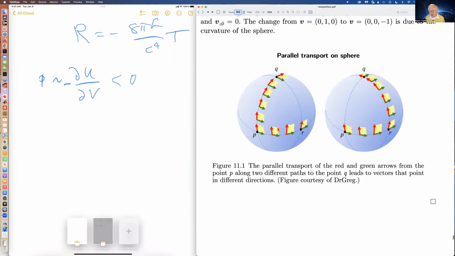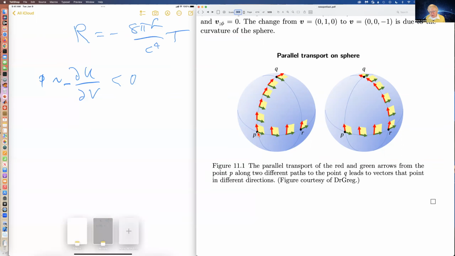Remember that there's the basic idea of parallel transport, where you transport a vector along a curved surface, and you do so in such a way that in the frame of the surface, or in the tangent plane of the surface, the vector is always pointing the same way. And the illustrations are here.